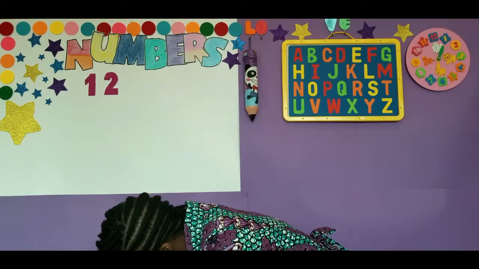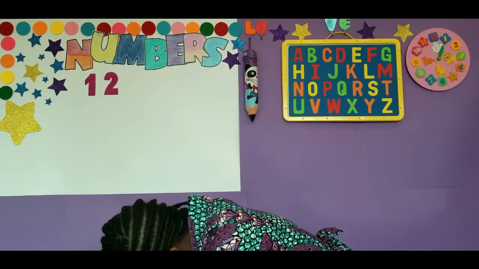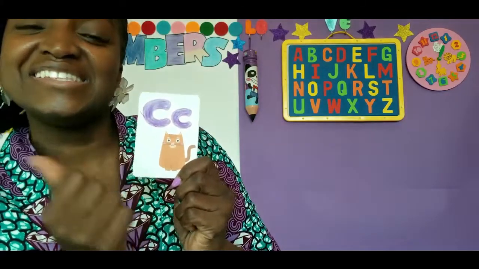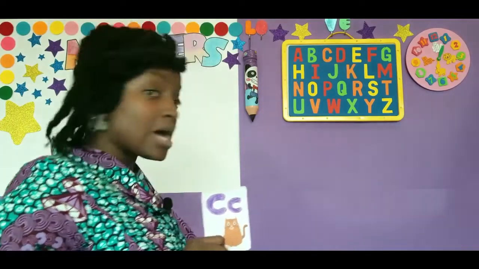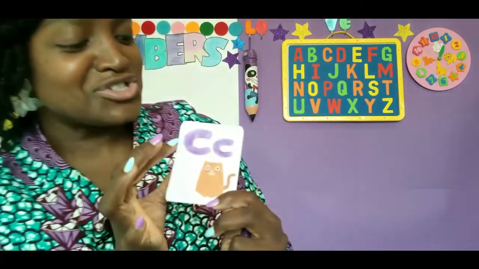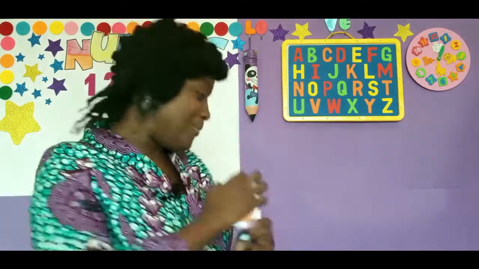It's coming. Okay, are you ready to see it? There's our letter C. It is purple. Now, I'll put my letter C back and then also put my colored pencil back in the pencil case. C is for cat. C is for cat. Good job.